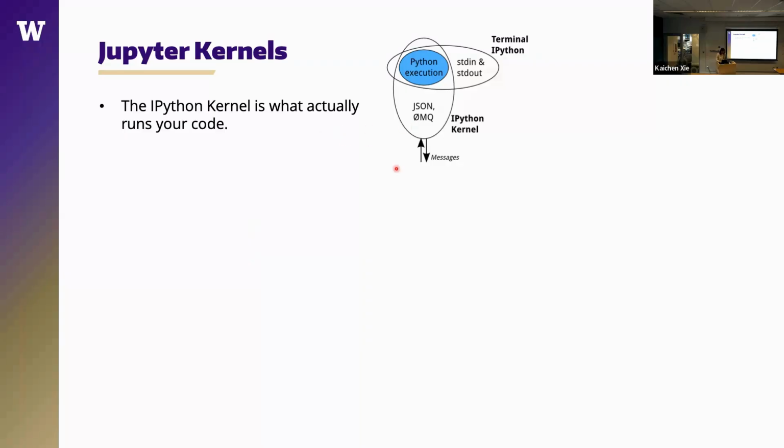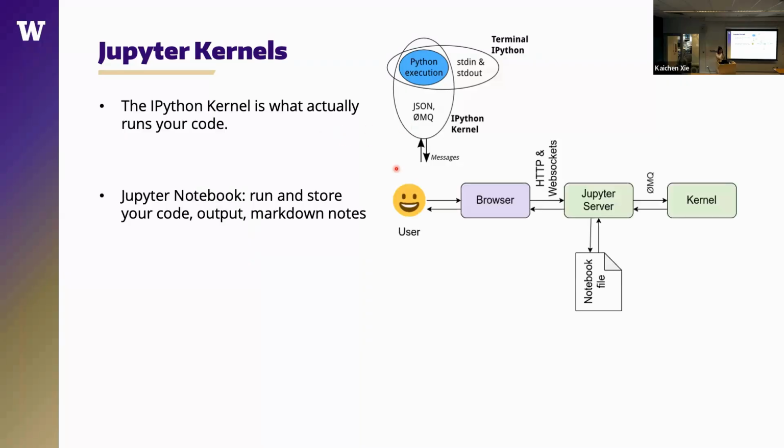And when you save a Jupyter notebook, this is sent from your browser to the Jupyter server, and it will save it on disk as a JSON file with .ipynb extension. The Jupyter server is just a communication hub. The browser, notebook file on disk, and kernel cannot talk to each other directly, so they communicate through the Jupyter server.